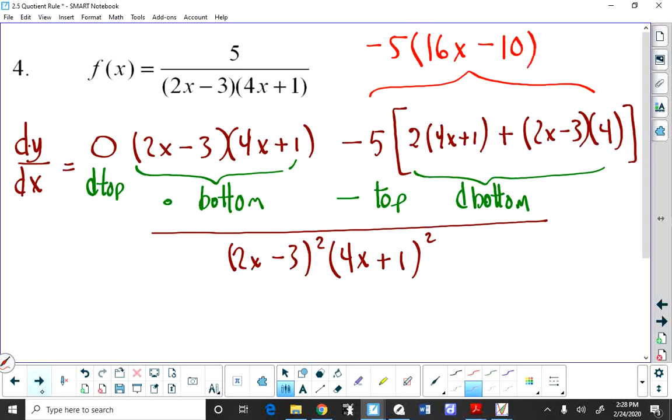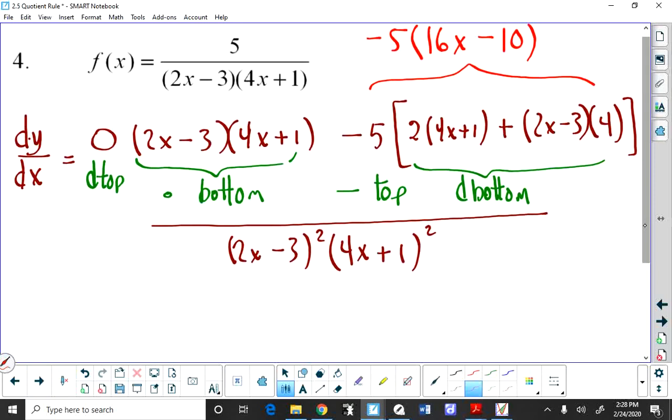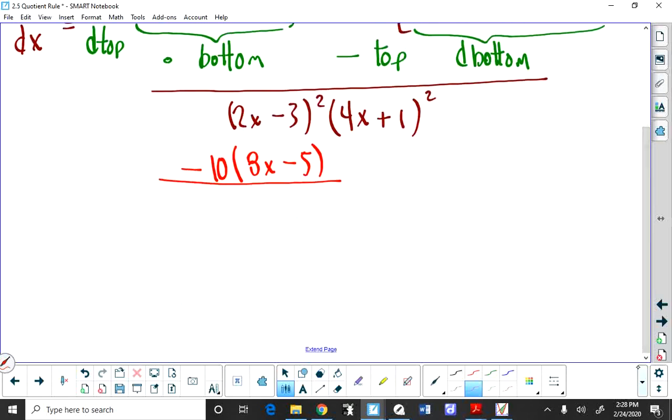I do not, by the way, since this is 0 over here, this red line up top is the whole top of the whole thing. I do not want to multiply that negative 5 in. I want things in factored form. If anything, I want to factor a 2 out of this. I can take a 2 out of the 16x minus 10, and the negative 5 becomes negative 10. It's 8x minus 5, and it's over 2x minus 3 squared and 4x plus 1 squared.